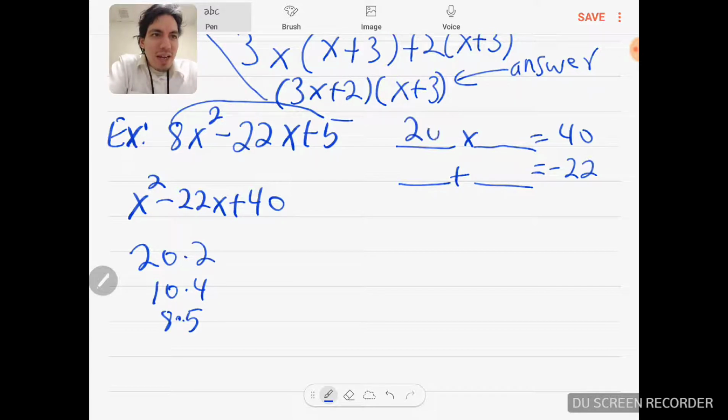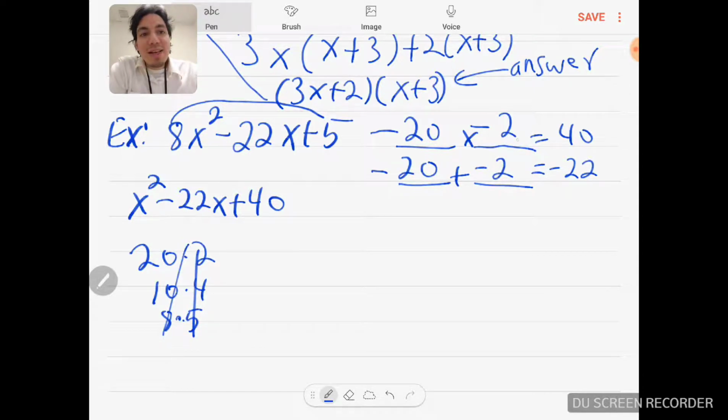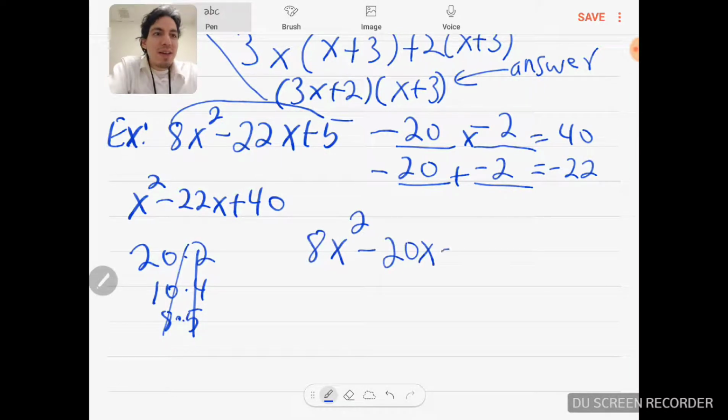So 20 and 2 fit the profile already very well. I just think they both have to be negative. Because if they're both negative, when you multiply them, you get a positive, and not only that, when you add them, you get negative 22, which works out perfectly. So then we have 8x squared minus 20x minus 2x plus 5.